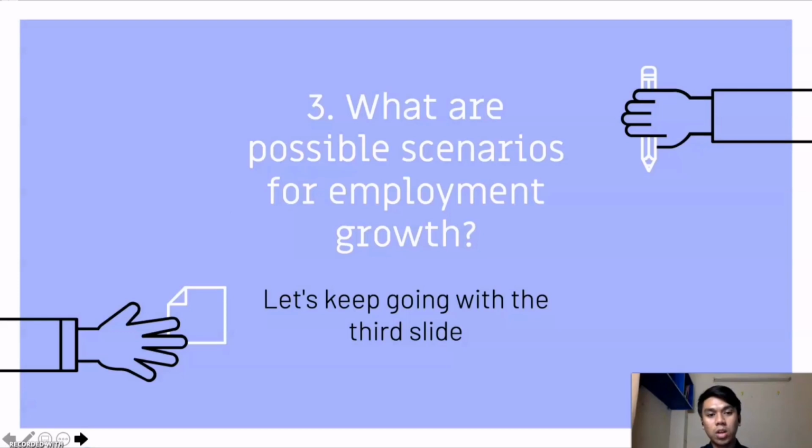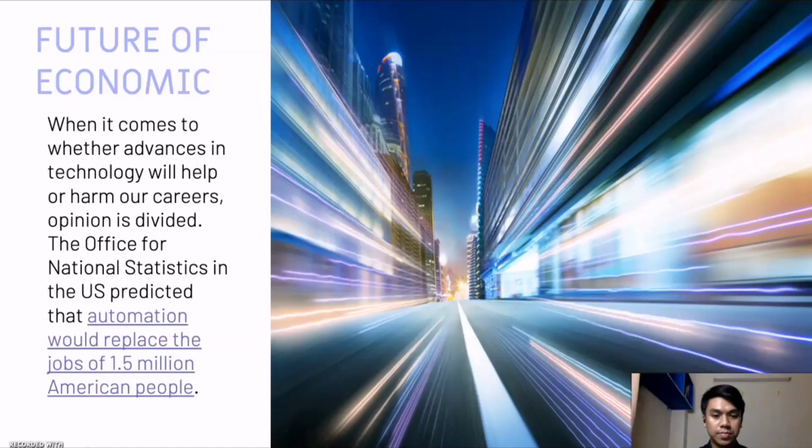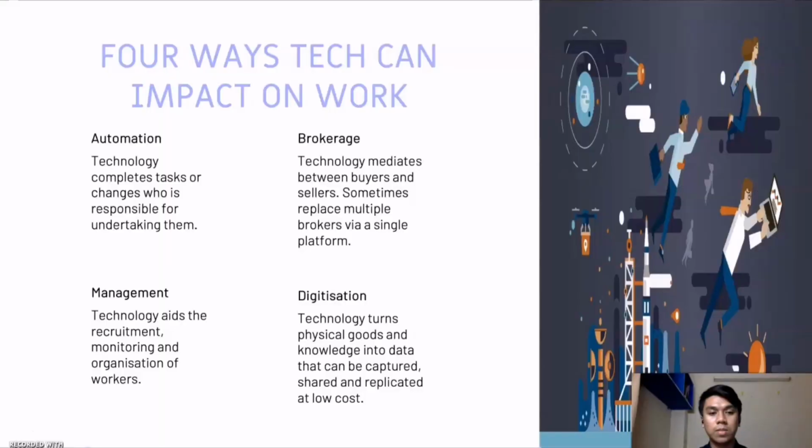The third, what are possible scenarios for unemployment growth? Let's keep going with the next slide. Future of economy. When it comes to whether advances in technology will help or harm our careers, opinion is divided. The Office for National Statistics in the US predicted that automation will replace the jobs of 1.5 American people. There are 4 ways that can impact work. The first is automation, and then brokerage, and then management, and then digitization.